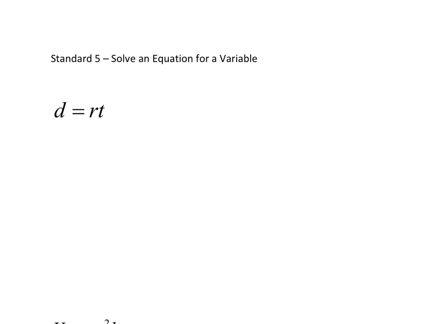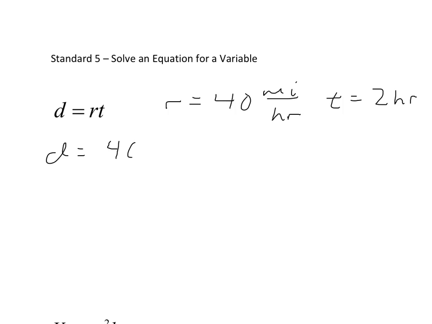So if someone told you a car was moving at a rate of 40 miles an hour, and it went for a time of 2 hours, then the distance it traveled would be 40 miles per hour times 2 hours, or 80 miles.